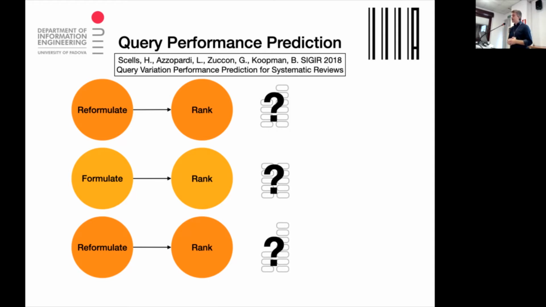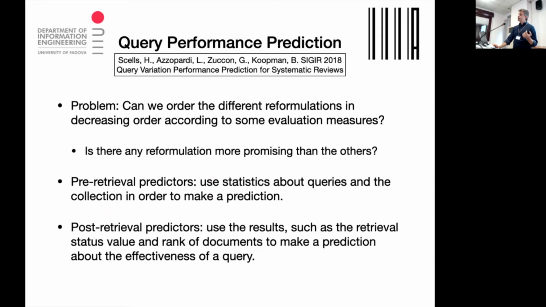So this is a very nice work by Zuccon and others from SIGIR 2018. It's about query variation performance prediction. So that's the problem stated, but I have just said that. And there are many approaches for trying to estimate this query performance prediction. These methods can be pre-retrieval predictors, so things that are stored, let's say, in the statistics of the collection, and then you can use that to make a prediction, or also post-retrieval.